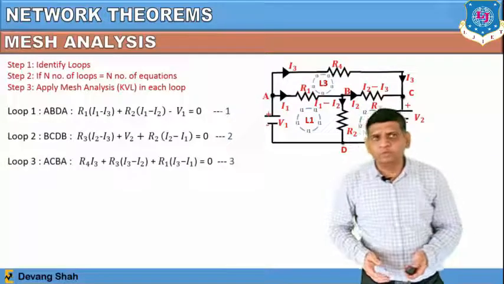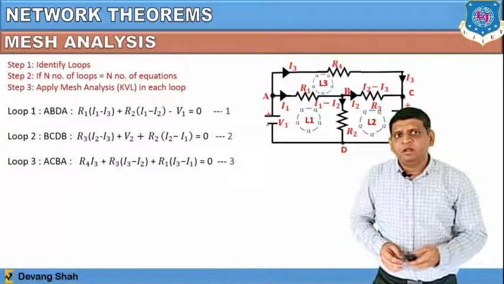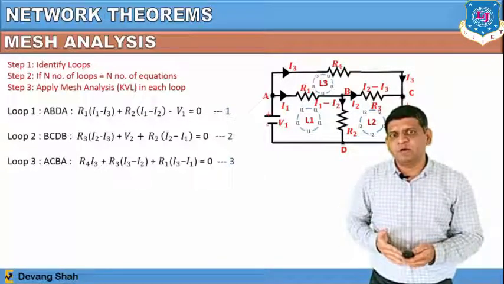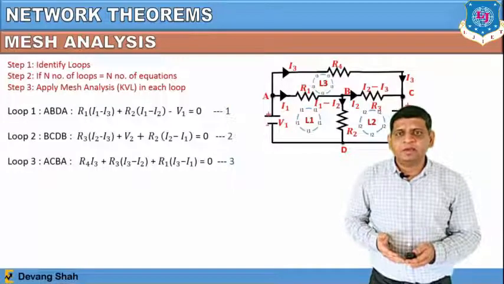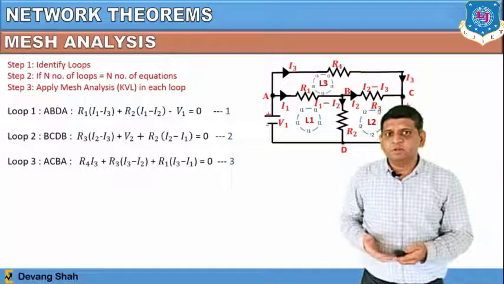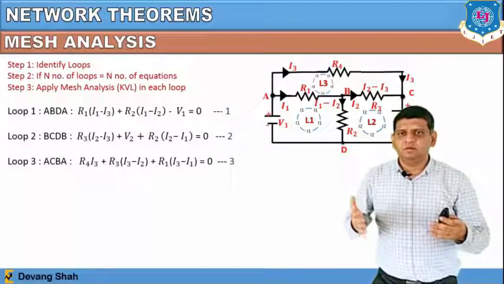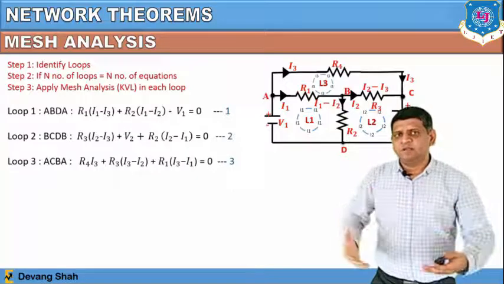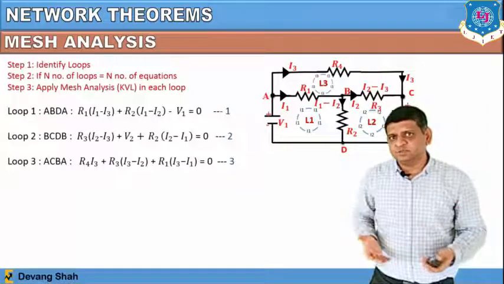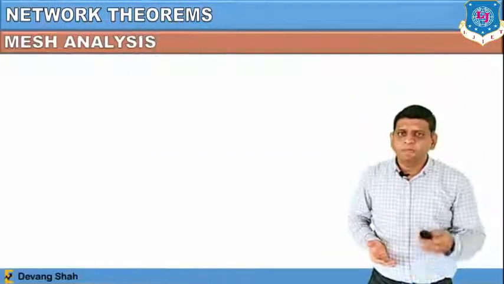In the same way you can apply for loop number 3, which is the loop A, C, B and A, right? Across R4 the I3 current is passing, so R4 into I3, plus R3 in bracket I3 minus I2, because I2 is opposing, it's in the opposite direction. In the same way plus R1 in bracket I3 minus I1 is equal to 0. Now this derivation of equations is based on Kirchhoff's voltage law, because each term represents a voltage. So in this way you can analyze any circuit using mesh analysis.